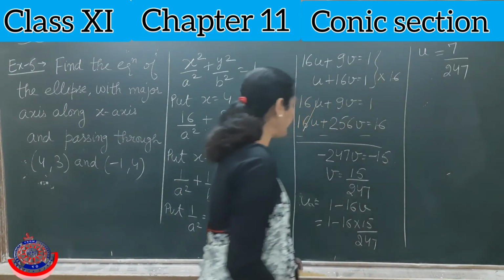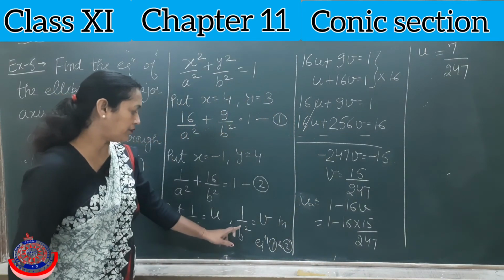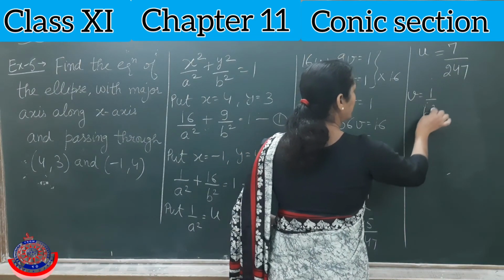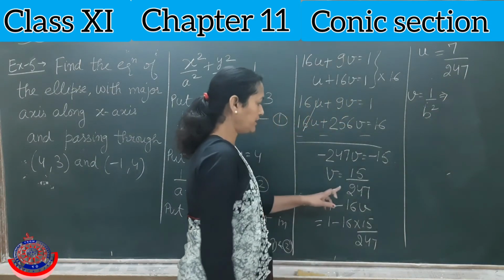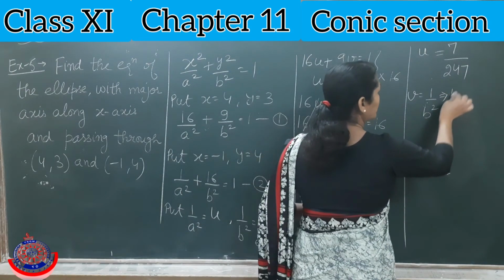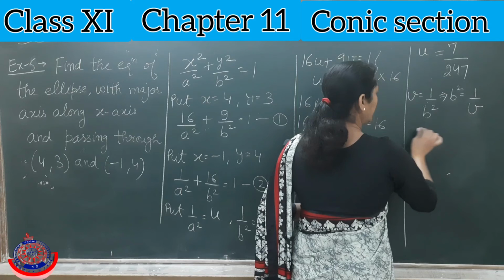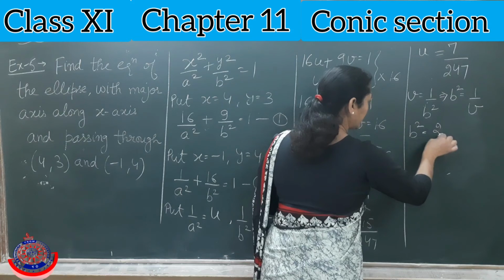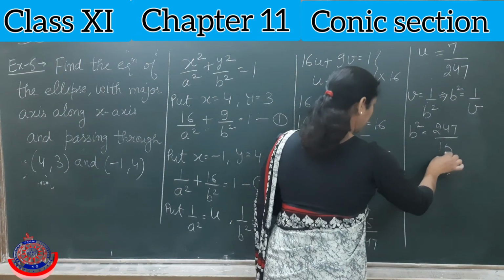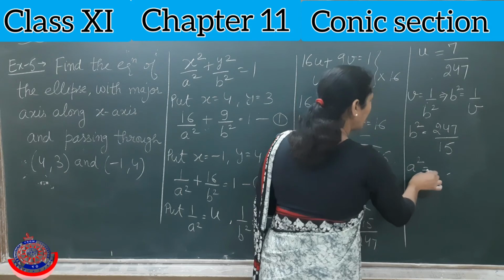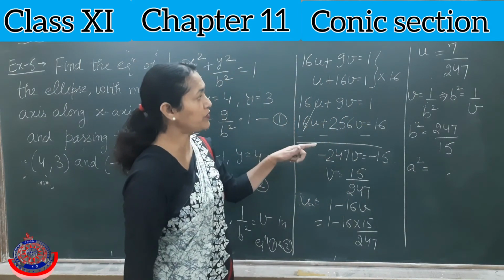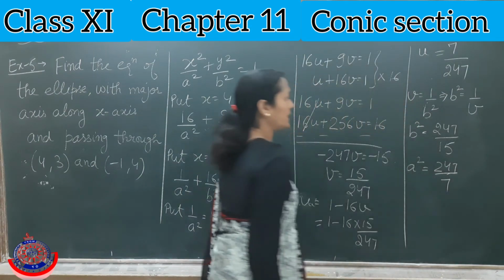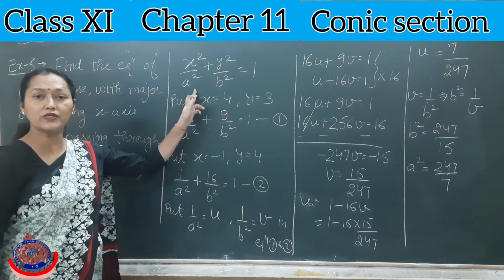After getting the values of u and v, now v is equal to 1 upon b square, which implies b square is equal to 1 upon v. So b square comes out to be 247 upon 15. Same way, a square is equal to 1 upon u. So it will be 247 upon 7. Now putting the values of a square and b square in this equation.